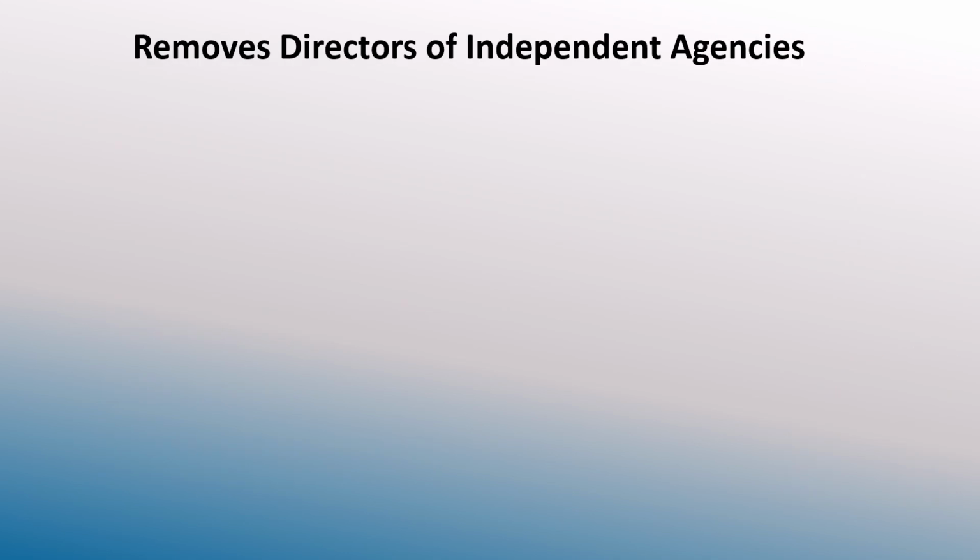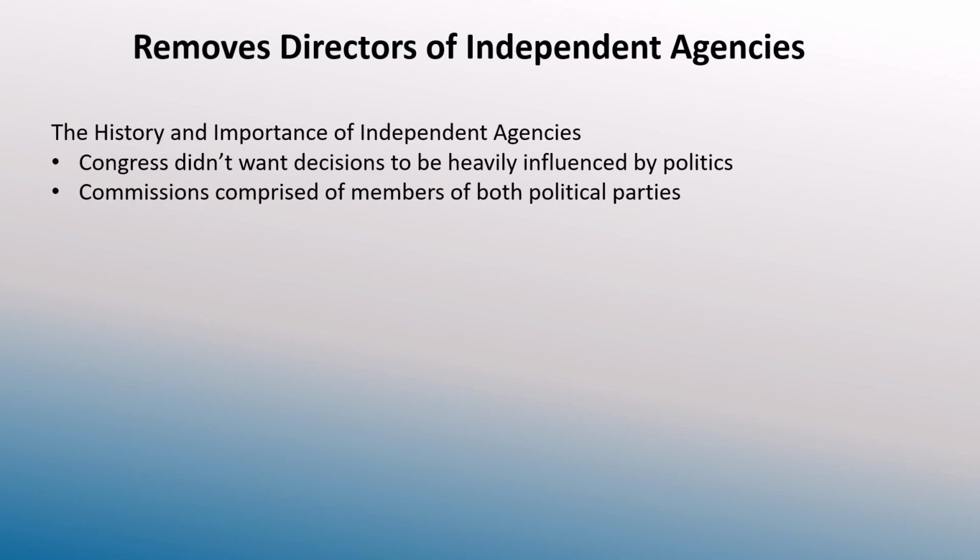One of the things that Project 2025 proposes is the removal of directors of independent agencies. Before we get into that, let's go into a little bit of history of independent agencies. The first independent agency was created in 1887, and that was the Interstate Commerce Commission. The Interstate Commerce Commission was created by Congress to ensure that the regulation of railroad rates was done right.